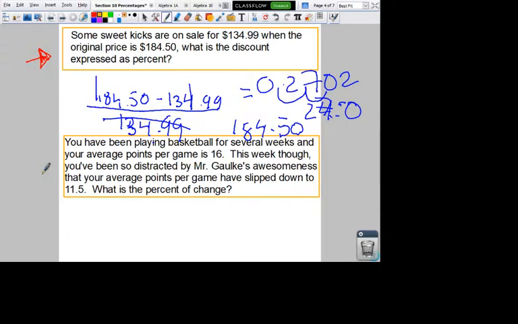So let me see. Mr. Gulky, get out of here. No, man. No. Allison, read this one for us. Read this one in the box, second one for us.